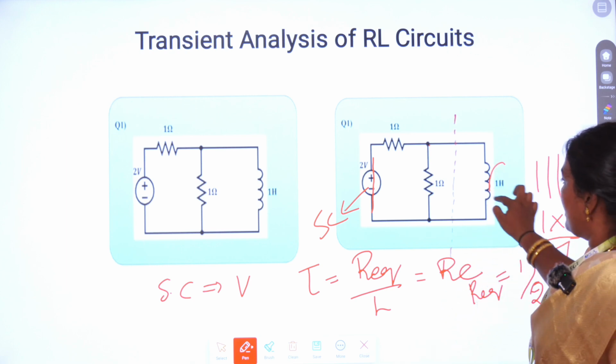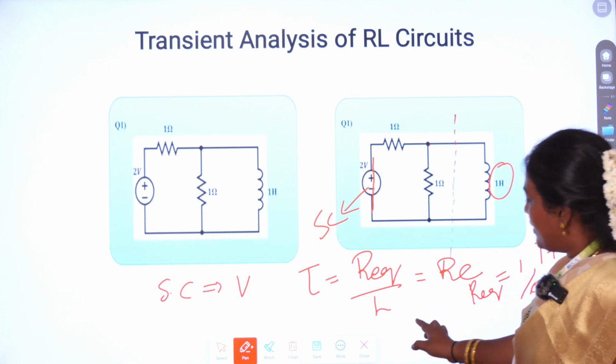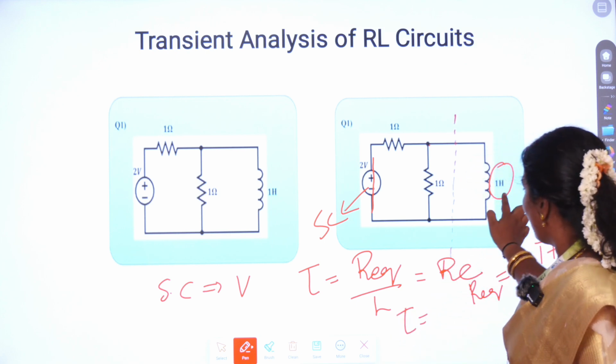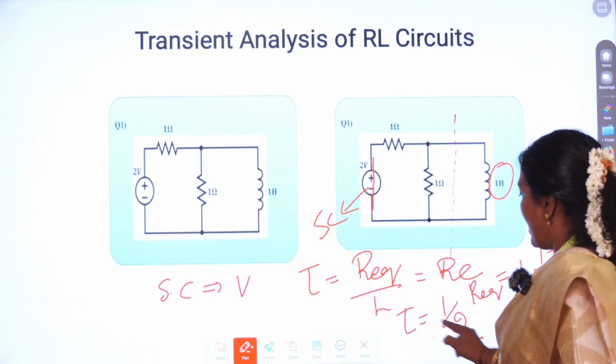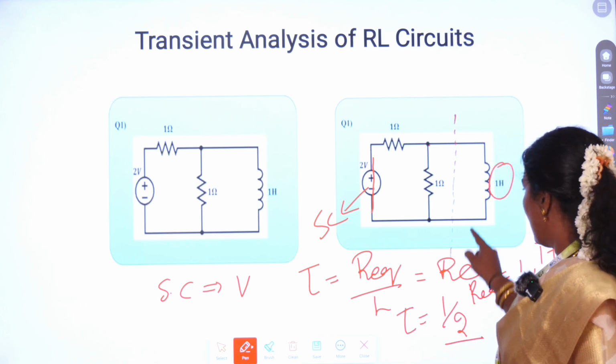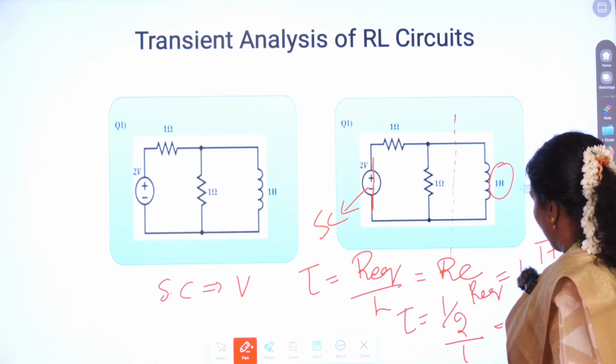And your Henry, that is your L. L is again 1. So what is the tau that I can calculate now? Tau is equal to R equivalent 1 by 2 divided by your L, that is nothing but 1 Henry. So it is 0.5 seconds.